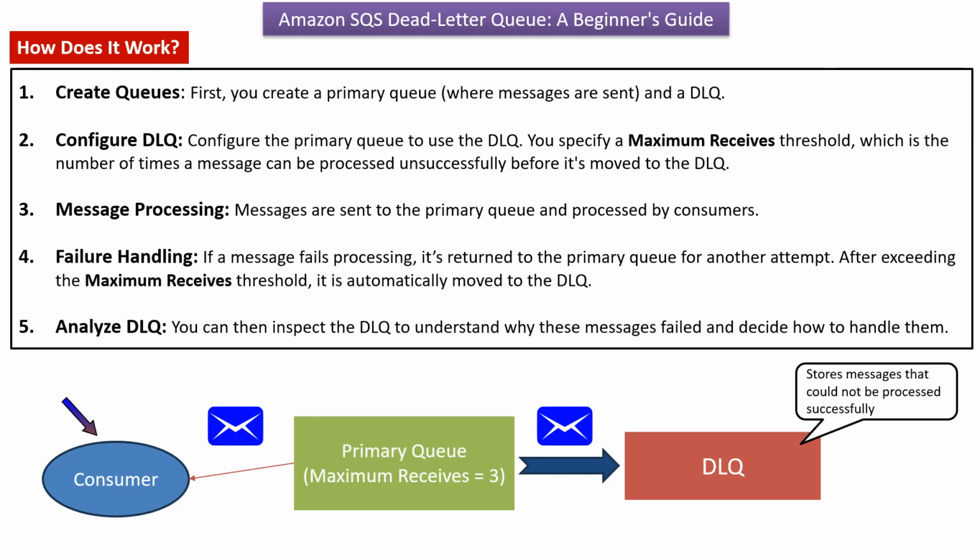Third step is message processing. Messages are sent to the primary queue and processed by consumers. Fourth step is failure handling. If a message fails processing, the message is returned to the primary queue for another attempt. After exceeding the maximum receives threshold, the message is automatically moved to the dead letter queue. Fifth step is analyze the dead letter queue. You can then inspect the dead letter queue to understand why these messages failed and decide how to handle them.